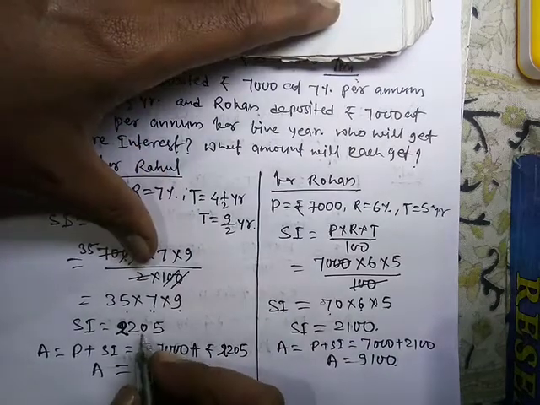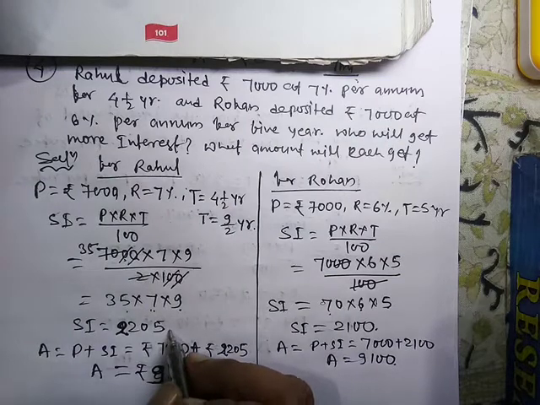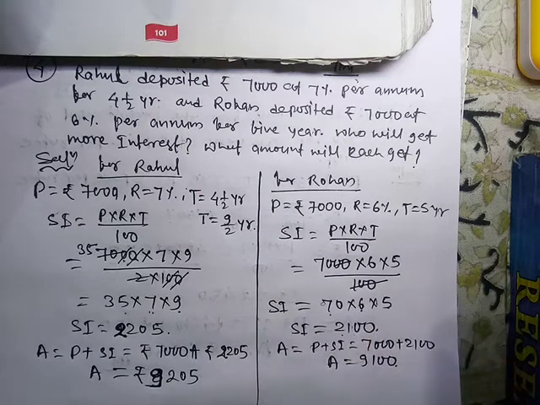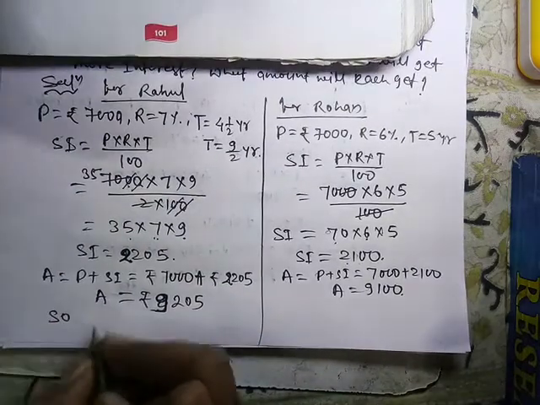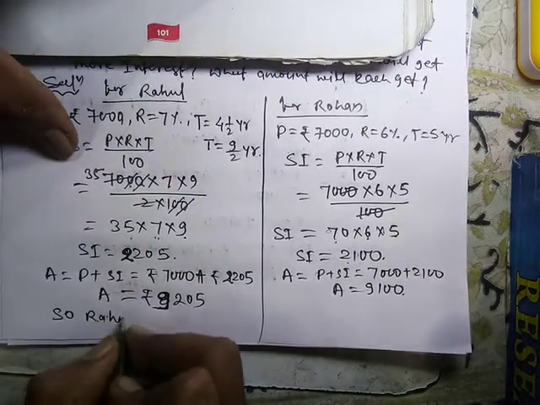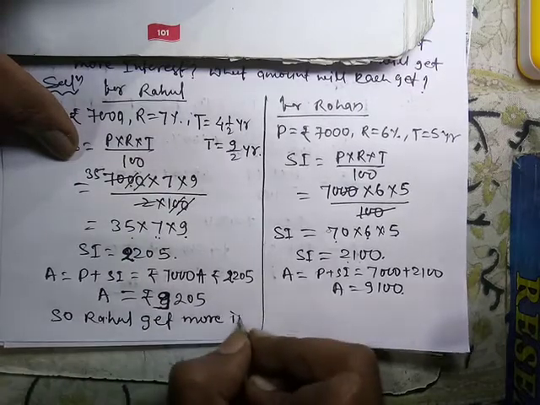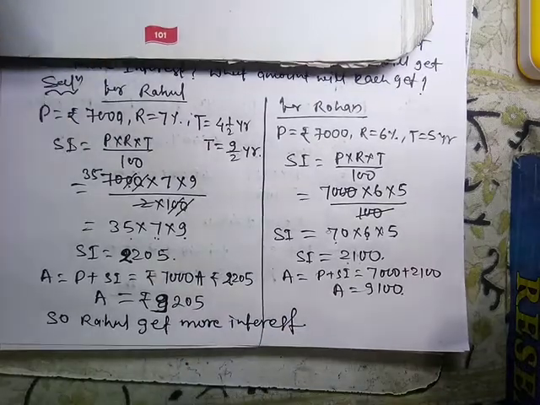So here we see that Rahul gets SI rupees 2,205 and Rohan gets simple interest rupees 2,100. So Rahul gets more interest.